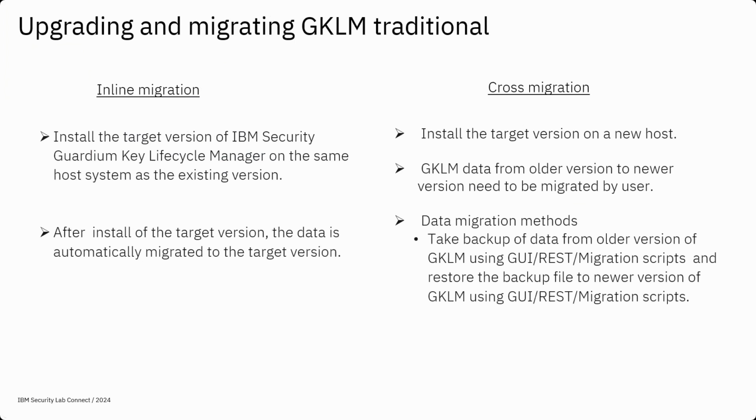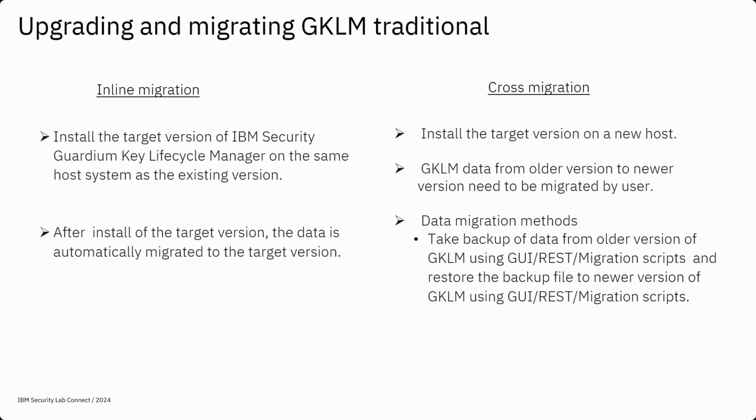So upgrading and migrating GKLM traditional. Migrating from older versions of GKLM to a newer version can be performed in two ways: inline migration and cross migration. In inline migration, user needs to deploy the newer version of the product on the same host, and during the install process, the installer detects the older version and performs the migration of the data. After the installation of the target version, the data is automatically migrated. In cross migration, the user performs the installation of a newer version of GKLM on a new host as a fresh install, and later uses data migration techniques to move GKLM data from older system to a new system.